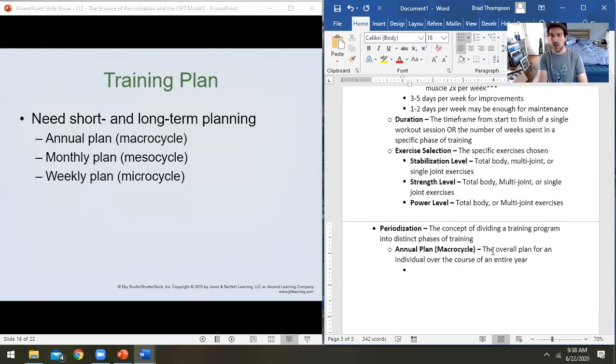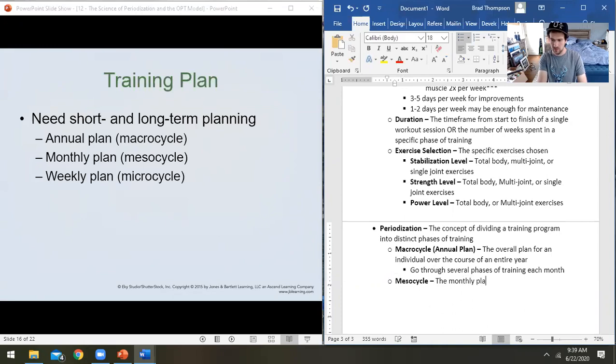So this will go through several phases of training each month, okay? So then we got to consider our month, which is your mesocycle, your monthly plan. Actually, you know what? I just realized the reason this is kind of tripping me up, these are backwards. Macrocycle is the term they'll use. Annual plan is the one that comes up less. That's why this is freaking me out. Okay, so then mesocycle is a monthly plan.